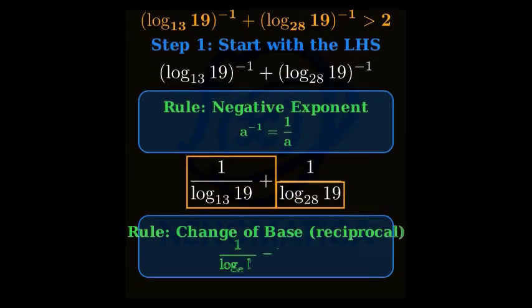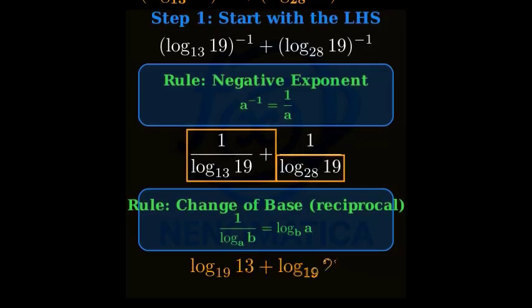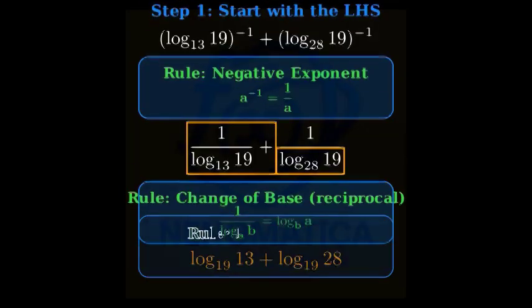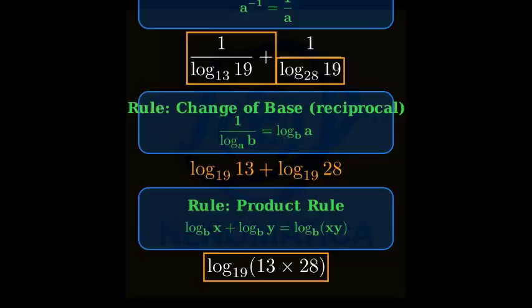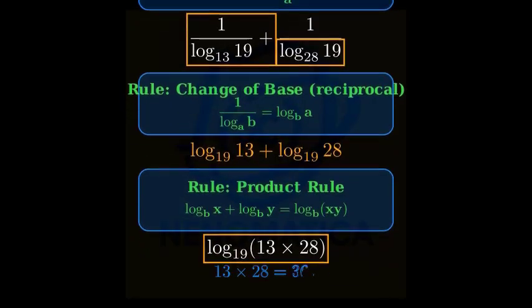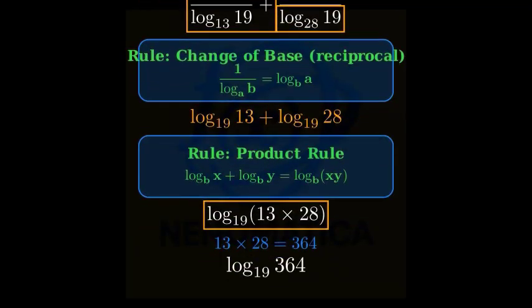Apply the reciprocal change of base identity. 1 divided by log base a of b equals log base b of a. Convert both fractions. Use the product rule for logarithms. Log base b of x plus log base b of y equals log base b of x times y. Multiply 13 times 28 to get 364. So the left-hand side becomes log base 19 of 364.